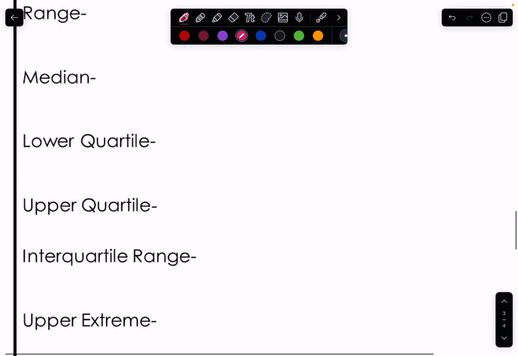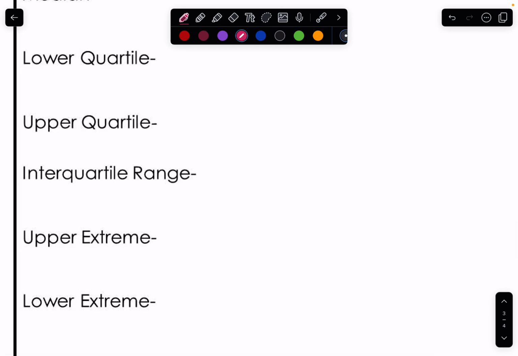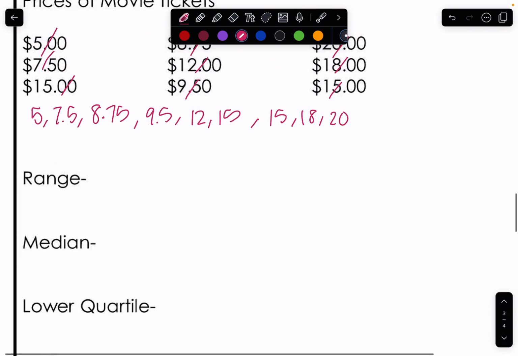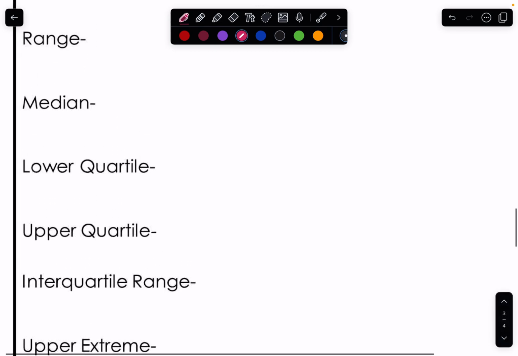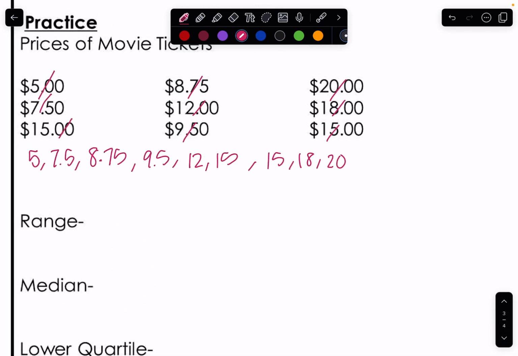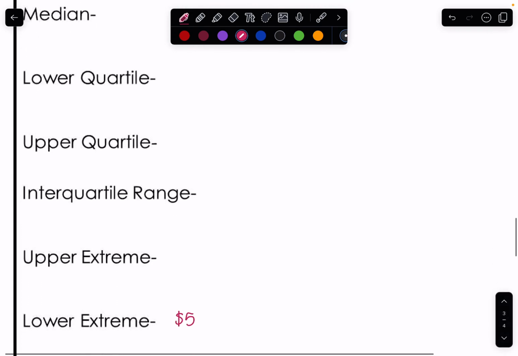So the lower extreme, remember, lower extreme is just saying, what's the minimum number here? What's the smallest number that we see? 5 would be the smallest. Just make sure here we do want to answer in dollars, right? $5 would be the lowest price that I see. 20 would be the highest price that I see. So that would be my upper extreme, $20.